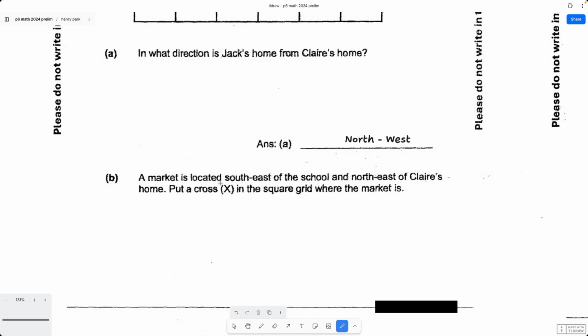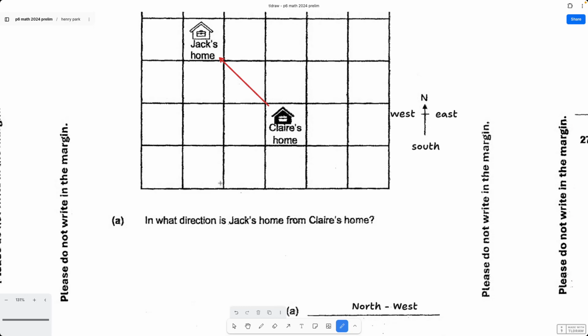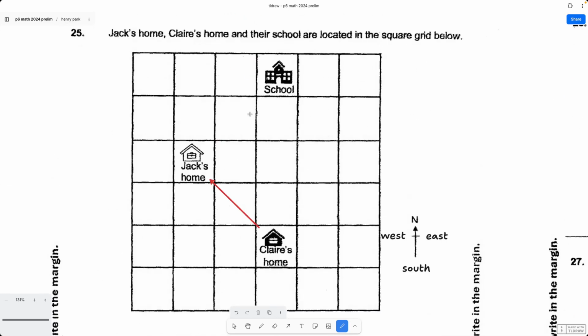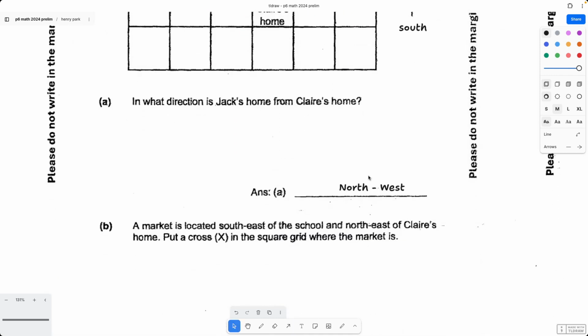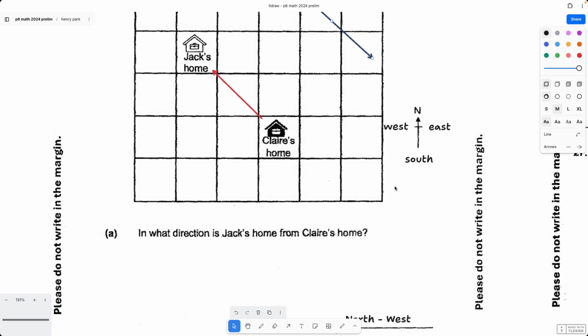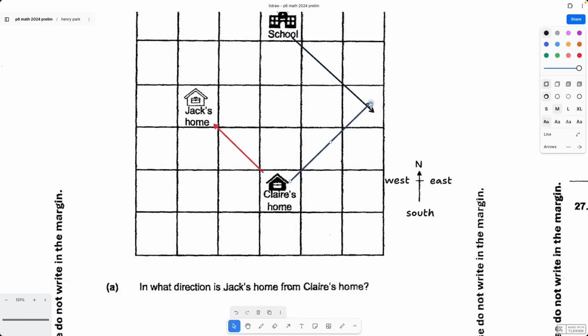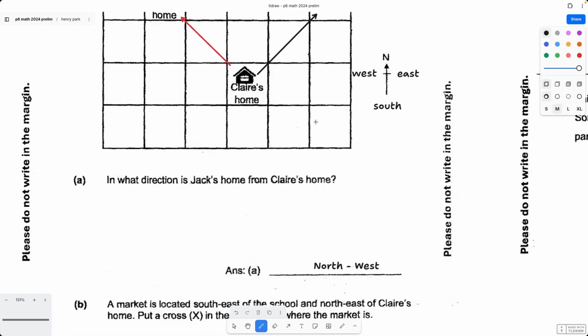So the market is southeast of the school. So this is southeast, so somewhere here. Let me put an arrow like this. Somewhere here. And then northeast of Claire's home, so around here. So that means the direction that we are pointing to is this one. I'm just going to put it like this. So X marks the spot. That's it. Okay, let's move to the next question.